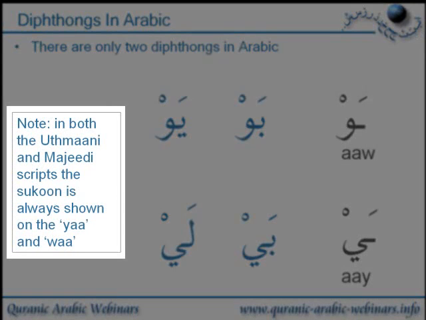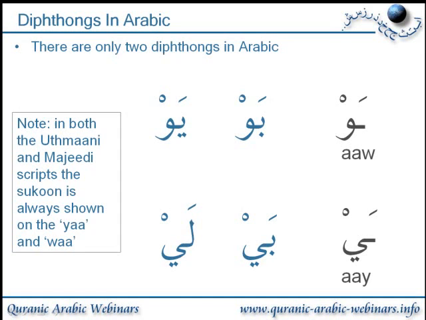A note here, in both the Uthmani and the Majidi scripts, the sukoon is always shown on the ya and the waw. Okay, sorry, that should say waw, not wa. So effectively here, we've done the sukoon with the computer font, i.e. a small circle. In the Uthmani script, the small circle represents something else other than sukoon. But apart from that, in the Majidi script, you will see a little sukoon marking on top of all of the diphthongs.